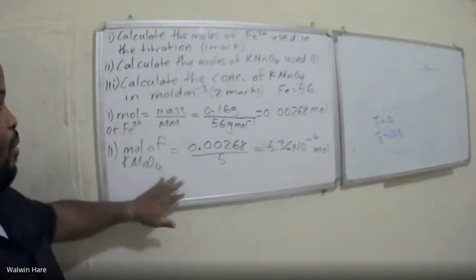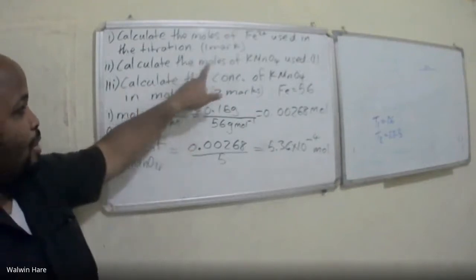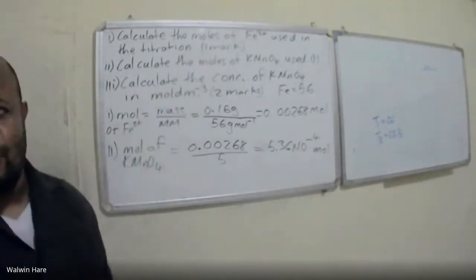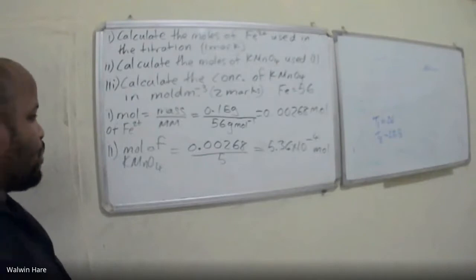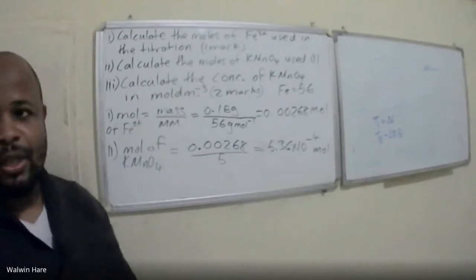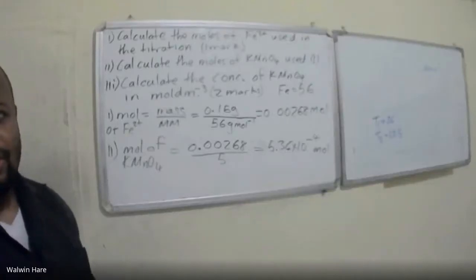Oh, by the way, what did you get for the volume of KMnO4? Did you use the 3 values in the table? No, sir, just 2. Which 2? The ones closest, I think the 25.5 and the 25.45. Right.